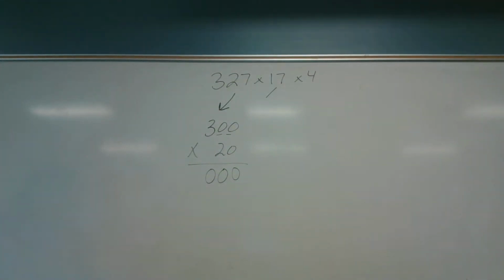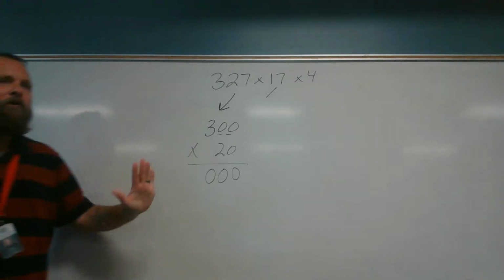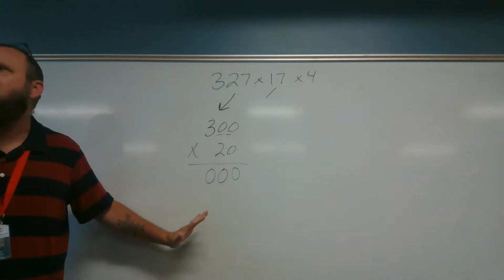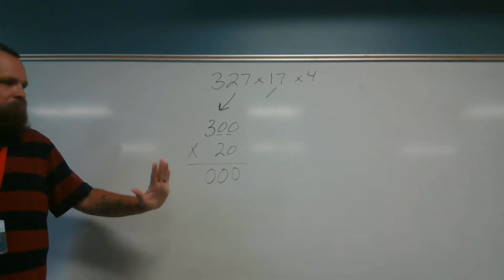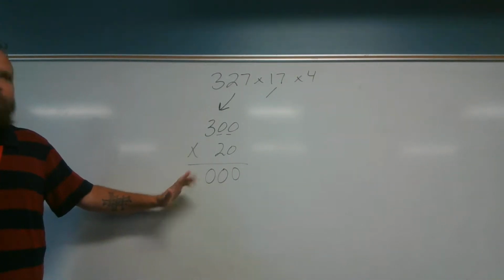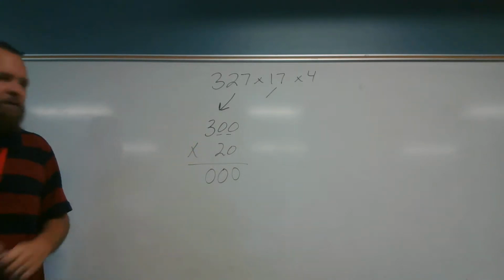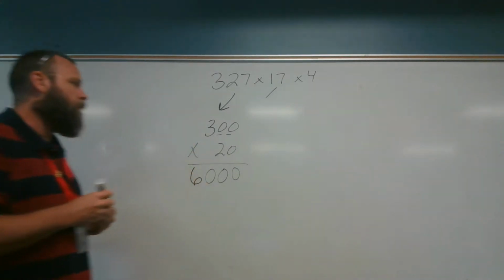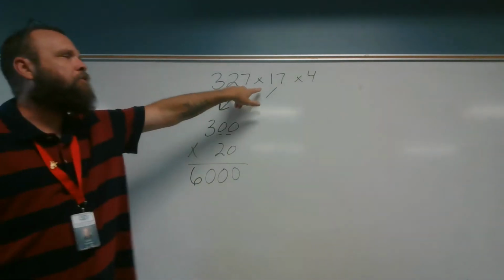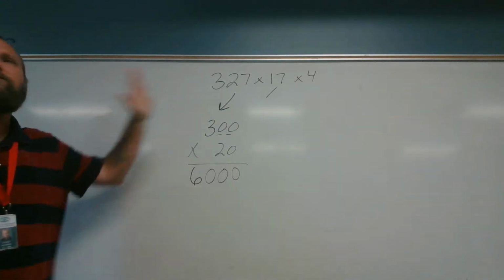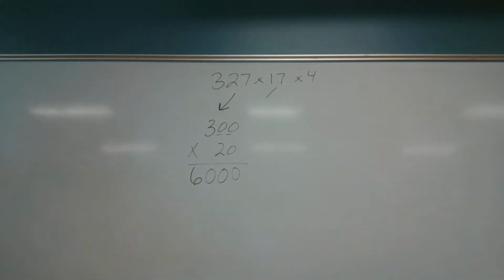Yes, sir. You mean 3 times 2? Is that not what I said? No, you said 6 seconds. Okay, I was giving you the answer. 3 times 2. All I had to do was know 3 times 2. That's why estimating is awesome. If I know 3 times 2, then this problem's easy. What is 3 times 2? 6. So 300 times 20 is 6,000. That means 327 times 17 is going to be somewhere around 6,000.